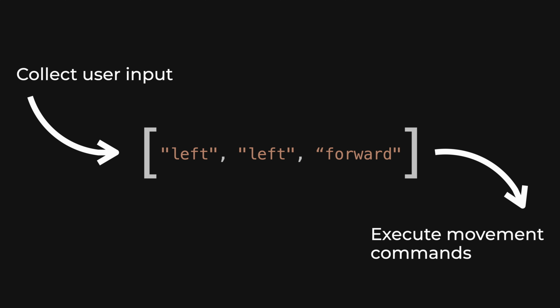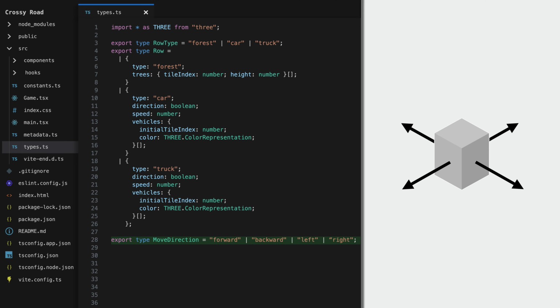Player movement is not instant. We need to collect the movement commands into a queue and execute them one by one. So we are going to collect user inputs and put them into a queue. We collect both click events from control buttons on the screen and keyboard events. The player can move in 4 directions. It can move forward, backward, left, and right. We extend our types file to define a new type, move direction, that represents these directions.